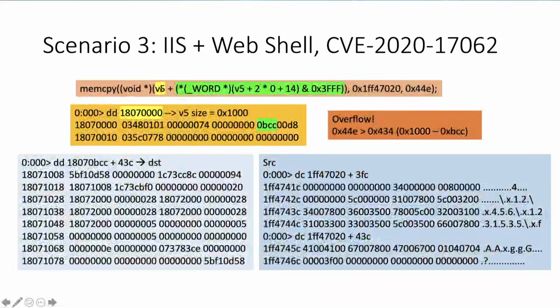Let's see more about the destination address and buffer. The destination buffer size is 1000, but the destination address is from the offset BCC, so there are only 434 bytes left, but the copy size is 44E from the source buffer. So there is an overflow, just right after the destination buffer. This is a page description object, and we can control any value and exactly overwrite the page description object.